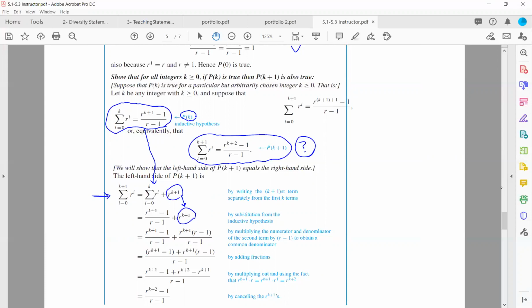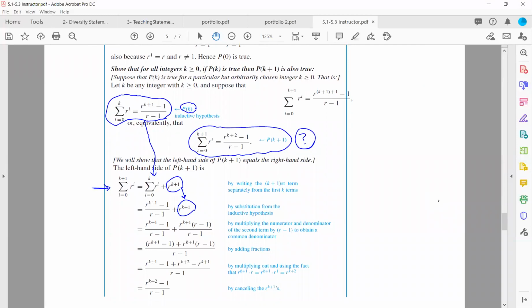Now we take common denominator, which is r minus 1, and we try to simplify as much as we can. r to the k plus 1 minus 1 plus, we distribute r to the k plus 1 into parentheses, which gives us r to the k plus 1 minus 1 plus r to the k plus 2 minus r to the k plus 1. So these two are opposite terms. The outcome is r to the k plus 2 minus 1 divided by r minus 1. This is the rational expression that we tried to prove.